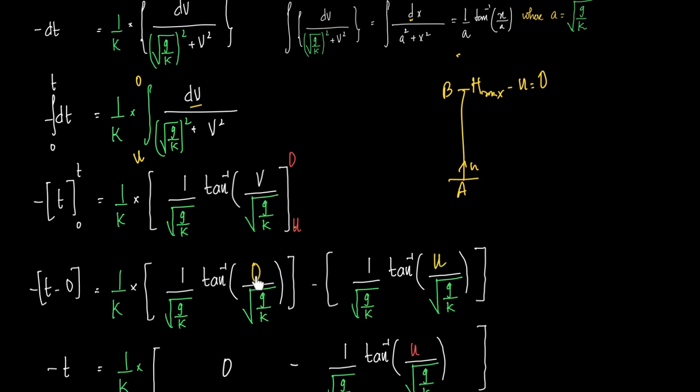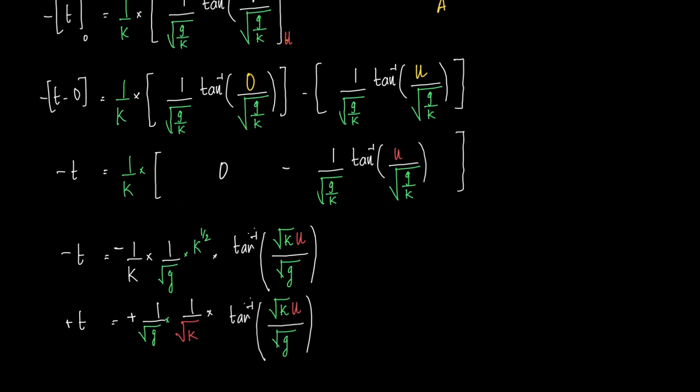Now what is tan inverse 0? Tan inverse 0 is 0. So 0 into 1 by root of g by k is 0. Now this remains 1 by root of g by k into tan inverse u by root of g by k itself. There is no variation in that. So if I take this further, this becomes minus t is equal to, why minus t? Because integral of dt is t. Upper limit minus lower limit is t minus 0, which is minus t.